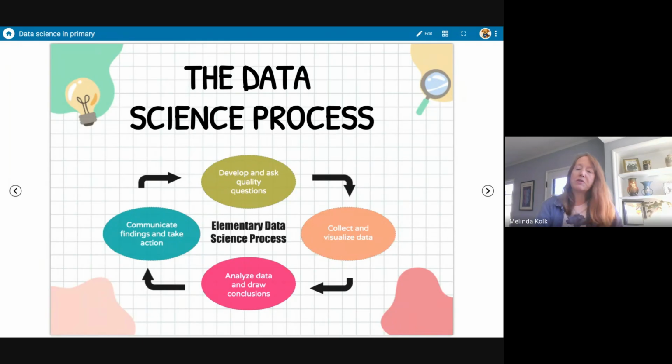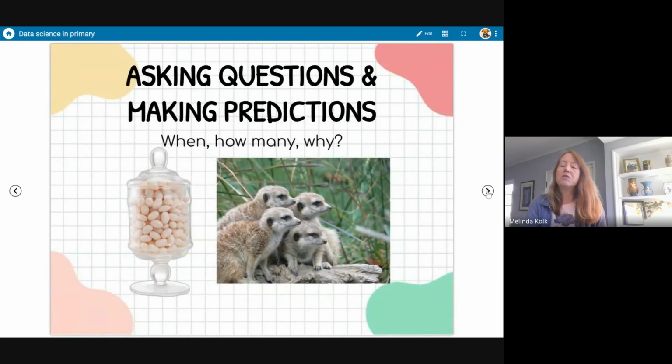So that's the big picture of the process, and I want to talk about some of those pieces and what we can do with our students. And I think we do this already.